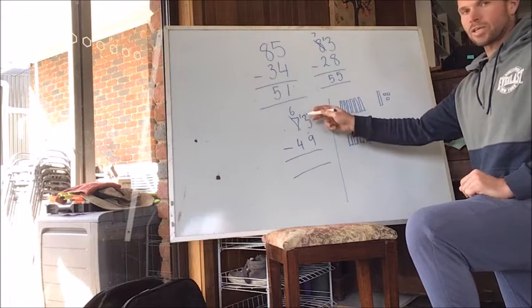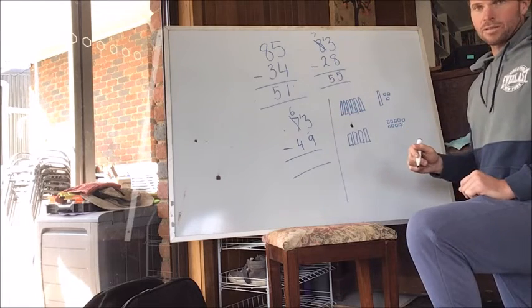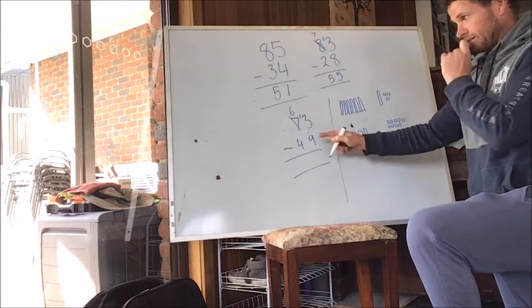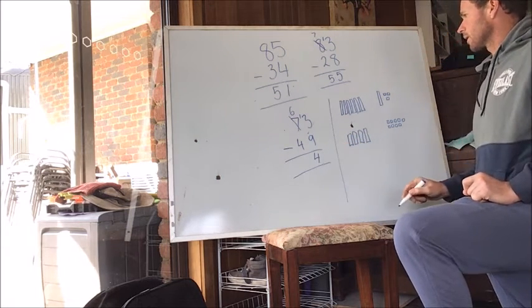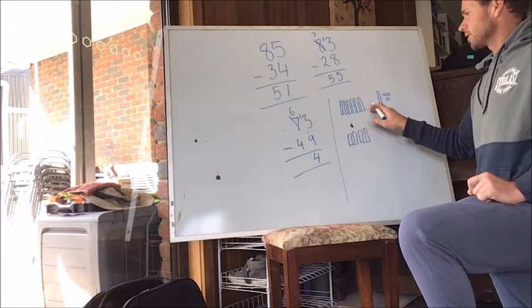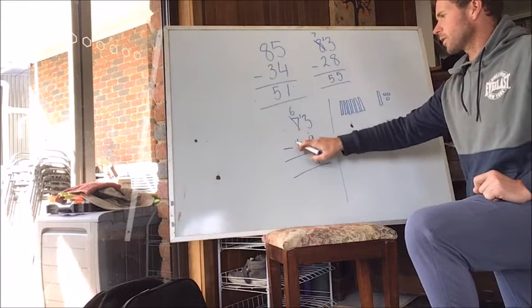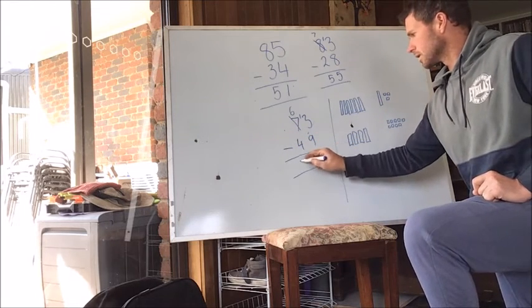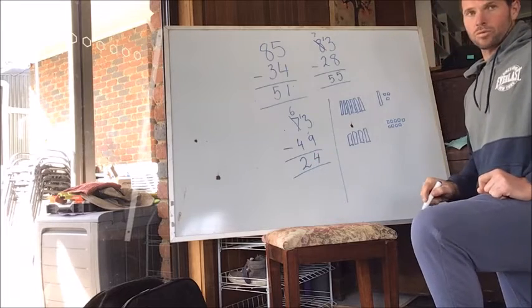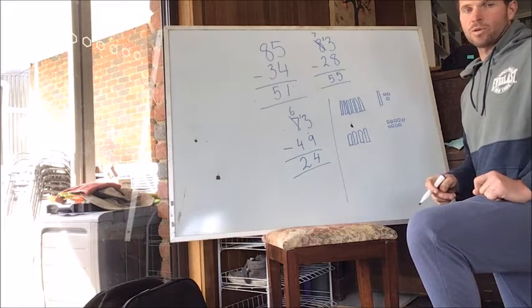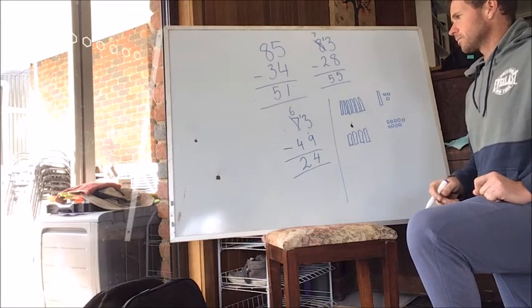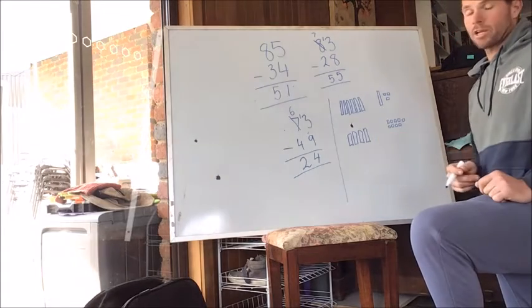So now that is 13. So 13 take away 9, I can do, which is 4. Okay. Now, since I've only got the 6 tens, it's 6 take away 4 is 2. Okay. Now that's how we do our subtraction algorithm, and that's what we're going to be focusing on this week.